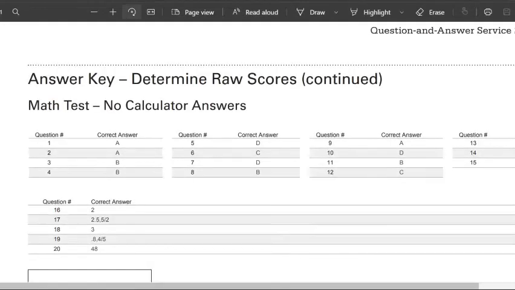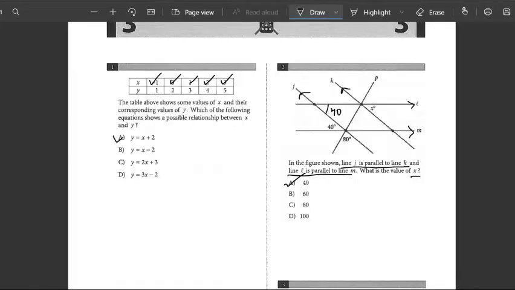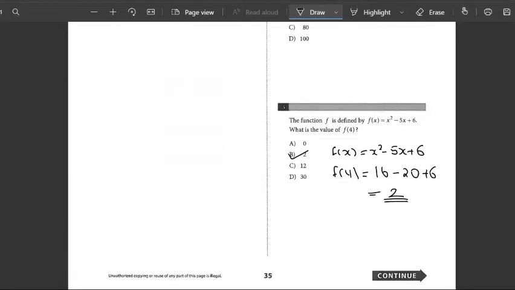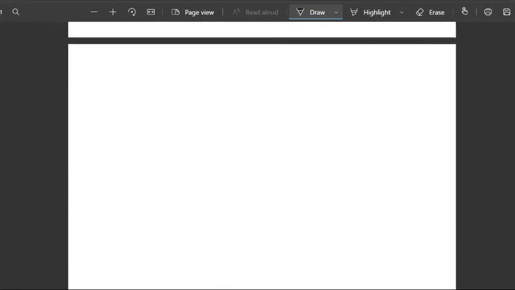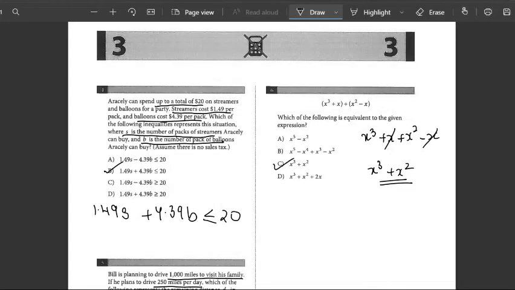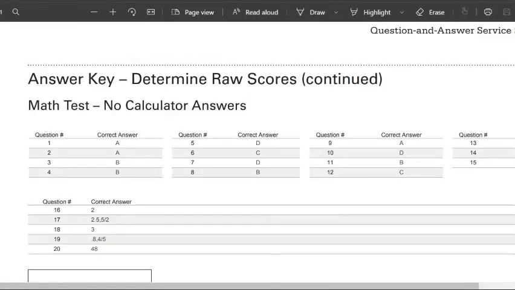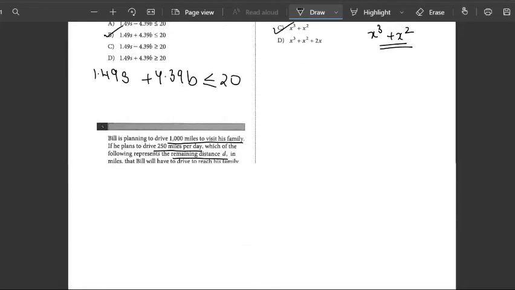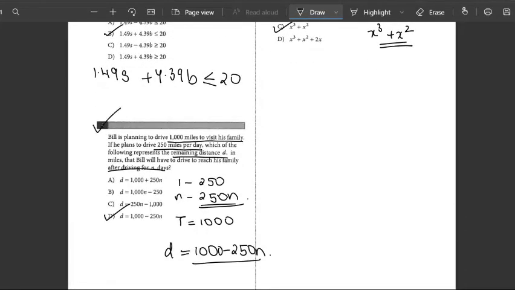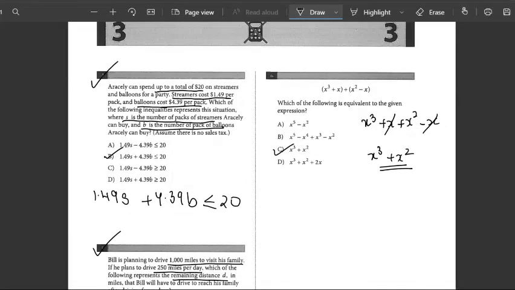It's given, the no calculator answers. 1 is A, 2 is A, 3 is B, 4 is B. 1 is A, that's correct. 2 is A, 3 is B, and 4 is B. Okay. 5 is D, 6 is C. 5 is D, 6 is also C. Okay, that's all correct till now.